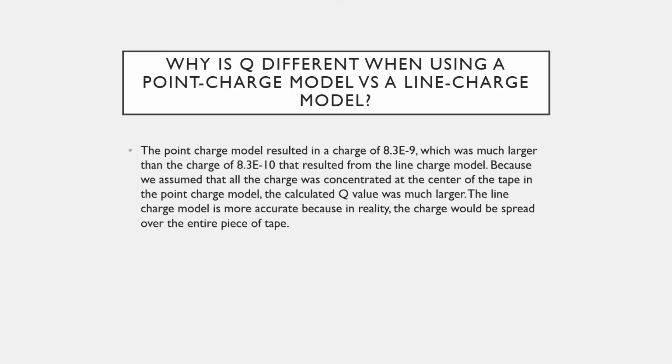When the tape was treated as a point charge, I calculated a Q value of 8.3 times 10 to the negative 9th, but when it was treated as a line charge, I calculated a Q value of 8.3 times 10 to the negative 10th. Because we assumed that all the charge was concentrated at the center of the tape in the point charge model, the calculated Q value was much larger. The line charge model is definitely more accurate because in reality, the charge would be spread equally over the entire piece of tape.